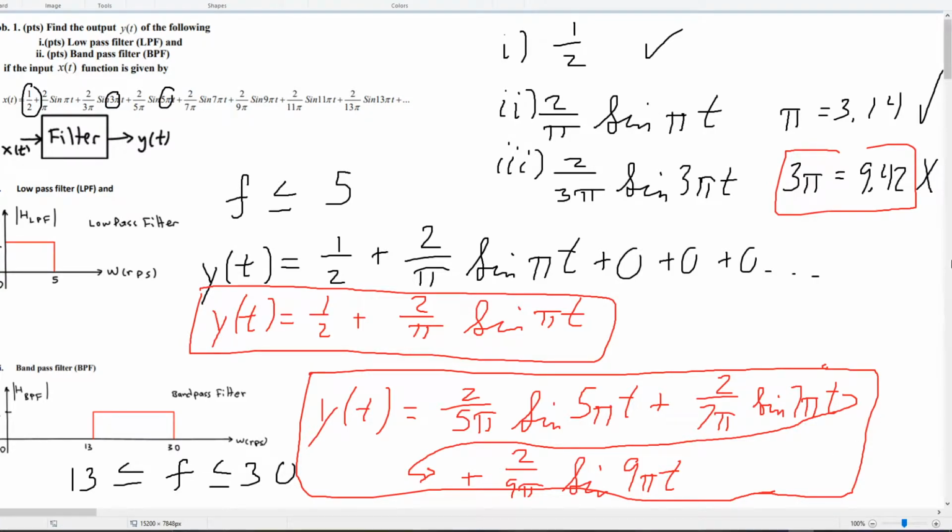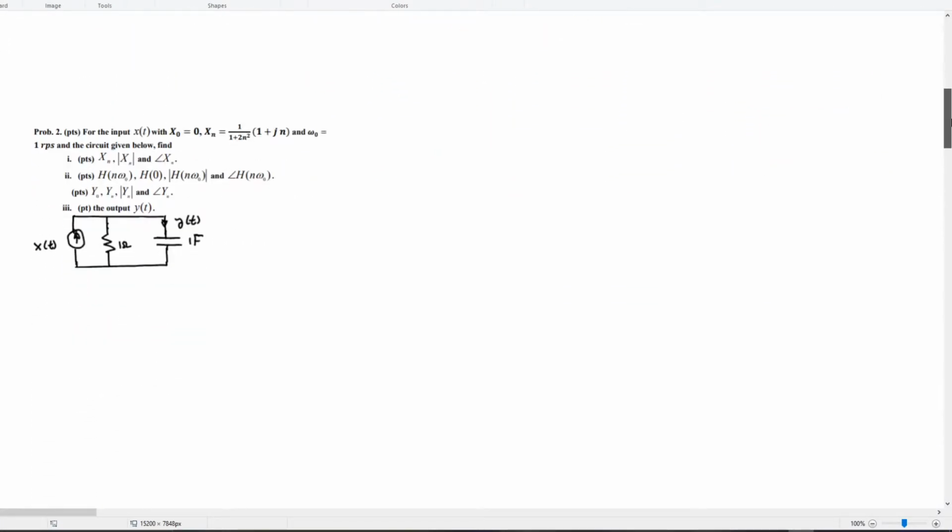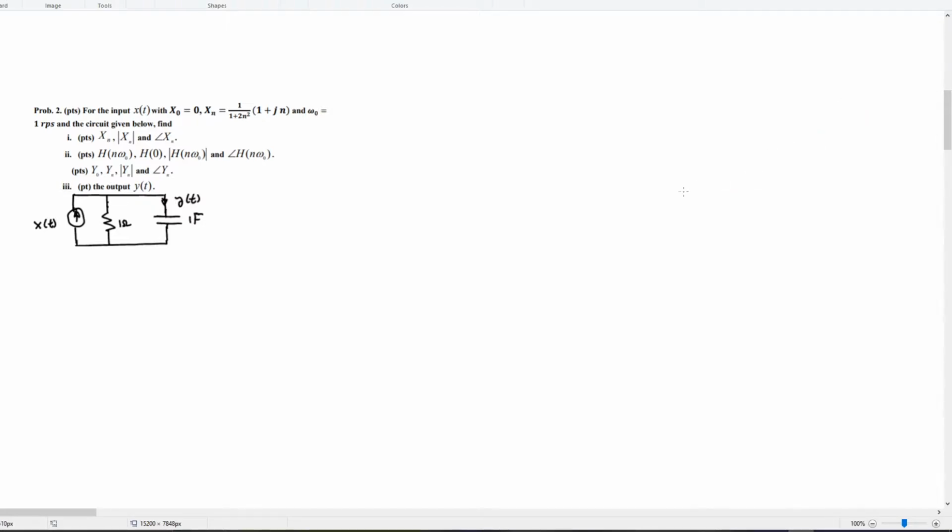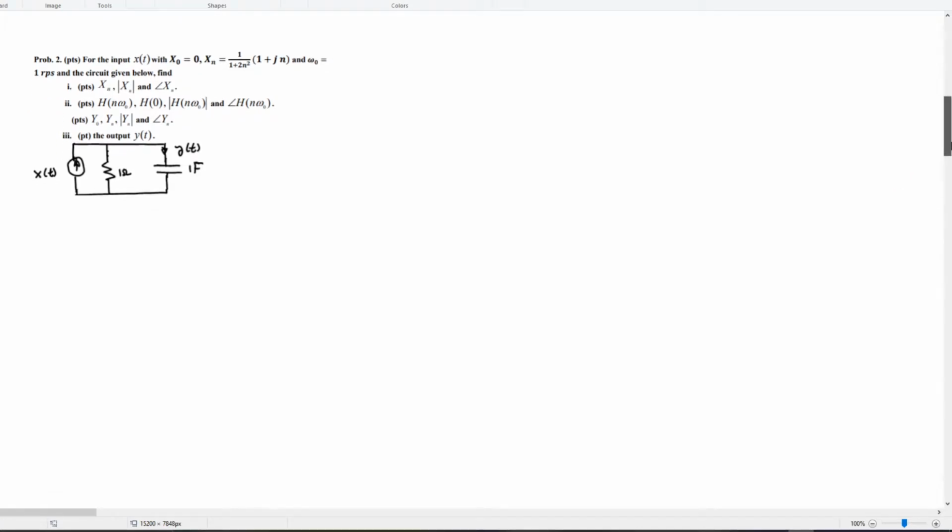So, with that being said, we can now go on to the next problem, which is, I would say, a little bit harder. It's actually significantly harder, but it's not the hardest problem ever. So, let's move on to this. For the input x of t with x0 equal to 0, xn is equal to 1 over 1 plus 2n squared times 1 plus jn, and omega 0 is equal to 1 revolution per second, and the circuit given below, find all of this, right? Find all of this.